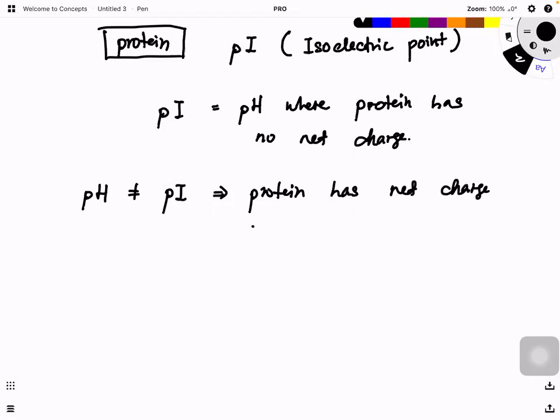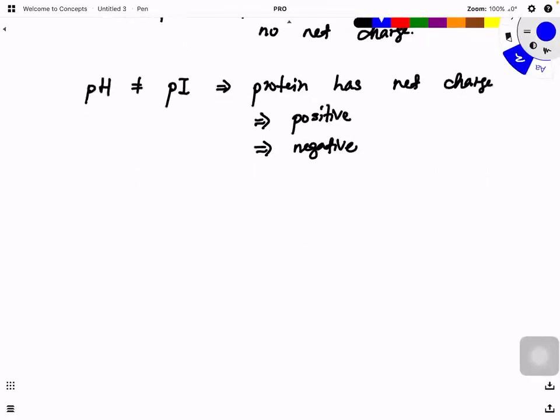So this net charge can be either positive or negative. It depends on the amino acids, what kind of amino acids the protein has. Okay, so now look at this. I'm going to show you 3 types of proteins.